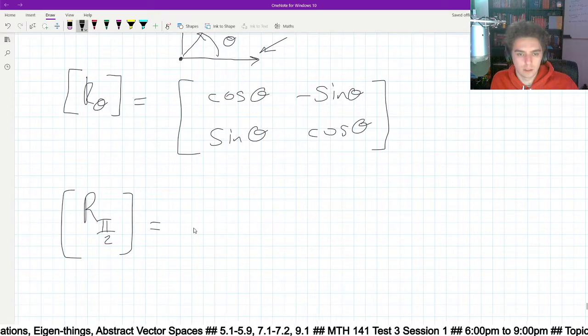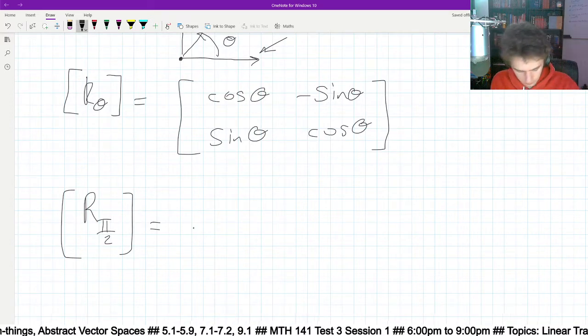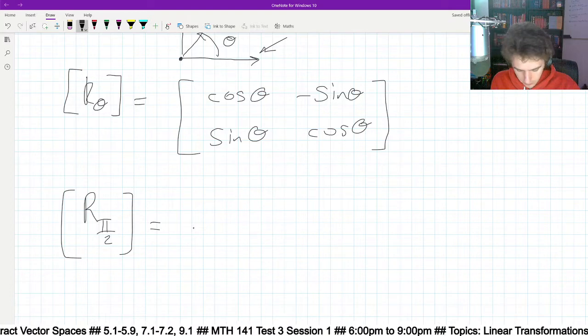is going to be cos pi over 2. I'm very bad at remembering all the things, so I will just put it here. Cos pi over 2 is a 0, I think.